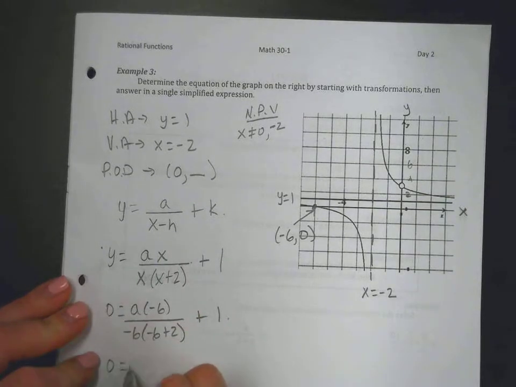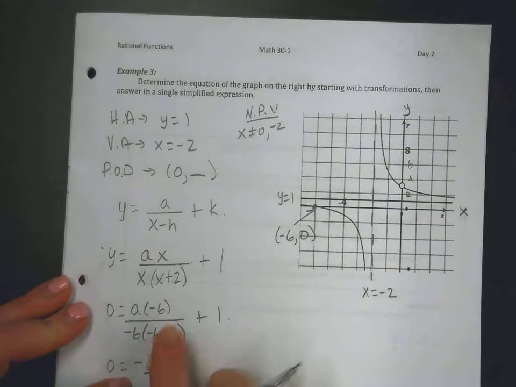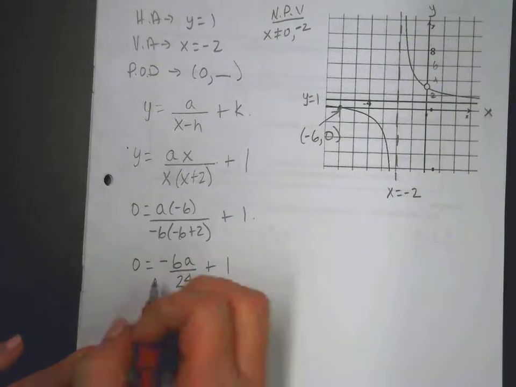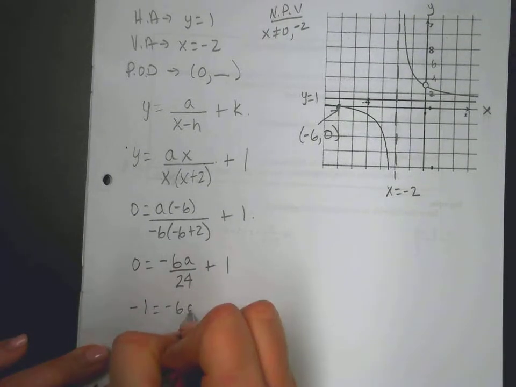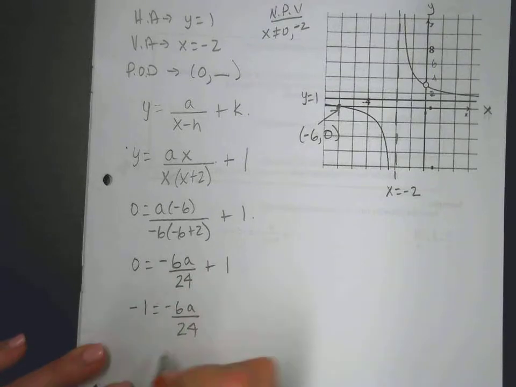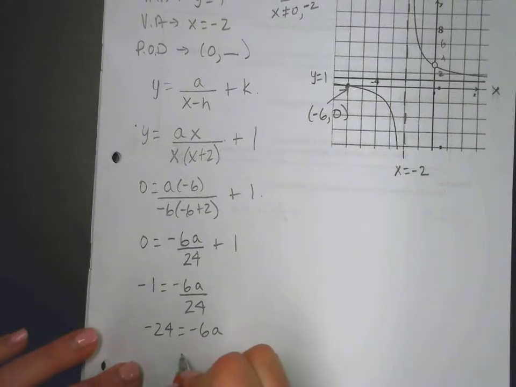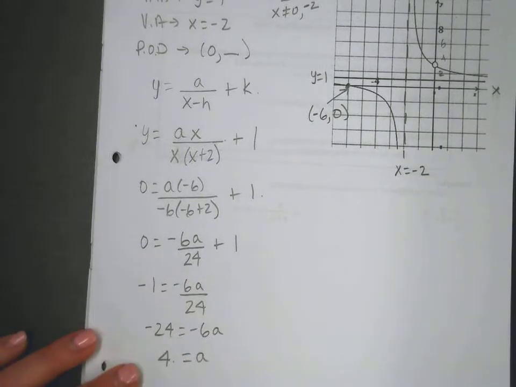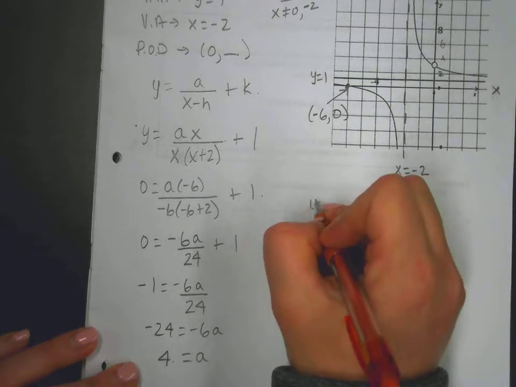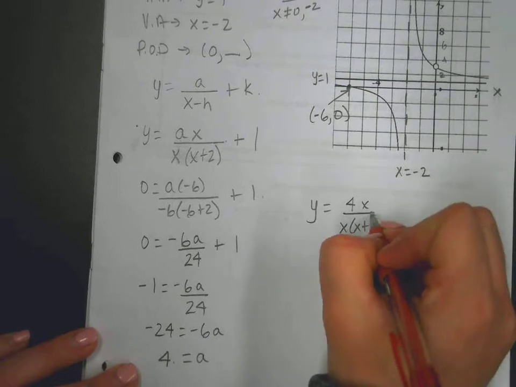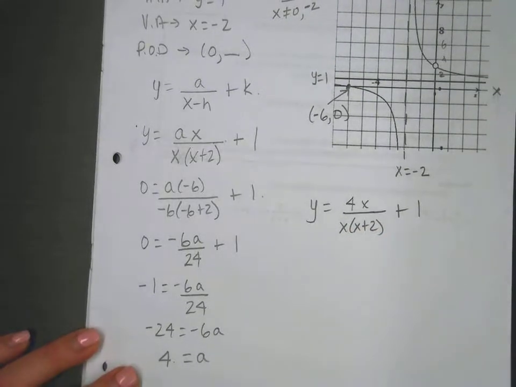Let's simplify this. So we get a -6a in my numerator. This equates to -4 times -6, which ends up to be 24 in my denominator. So now I'm going to solve for my a value. I'm going to subtract 1 from both sides, cross multiply my 24, and divide by 6. So my stretch factor ends up to be 4. So my transformed function ends up to be this.